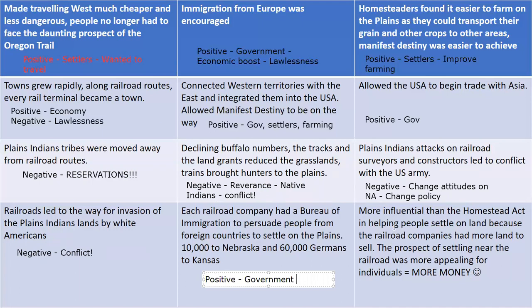More influential than the Homestead Act in helping people settle on land, because the railroad companies had more land to sell. The prospect of settling near the railroad was more appealing for individuals because they could make more money. Positive, definitely. Okay? Just think about it.